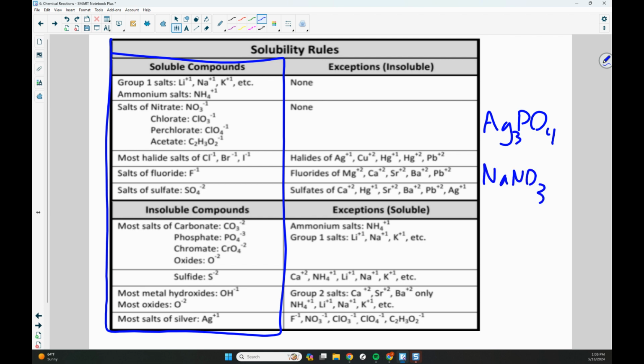And I'm going to look for either silver, Ag, or phosphate over here. It doesn't matter which one I find. Either one of them will tell me the same thing. They will agree with each other. They'll never contradict each other.